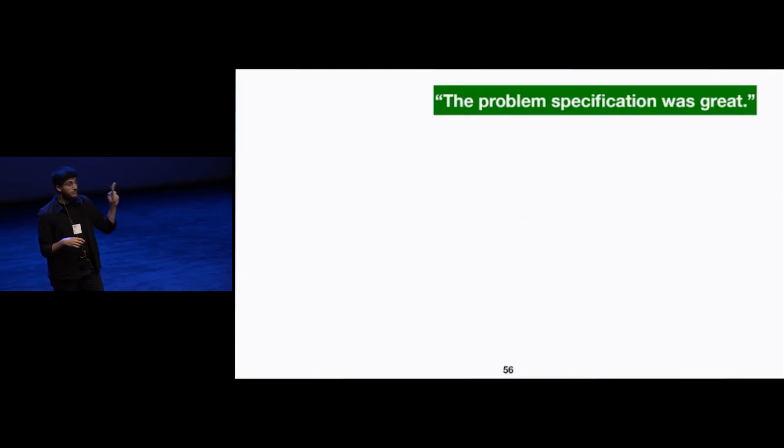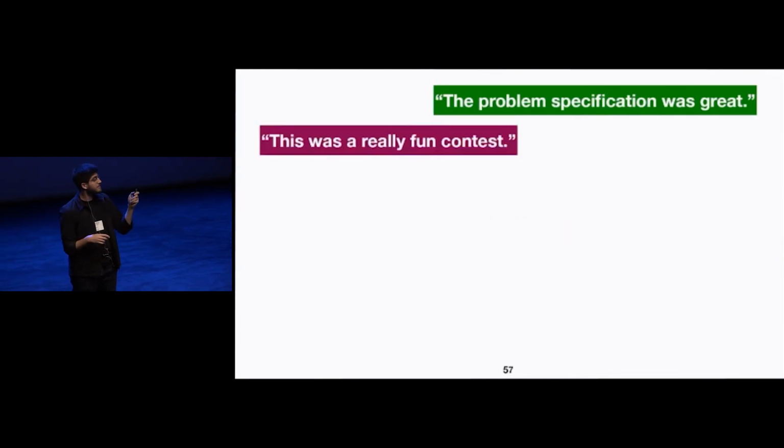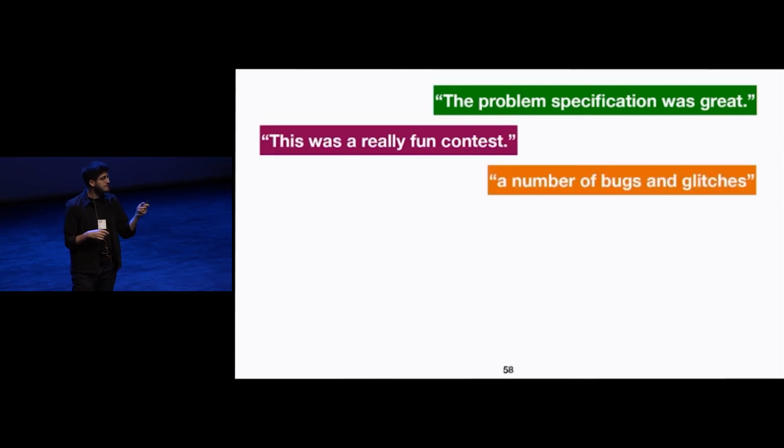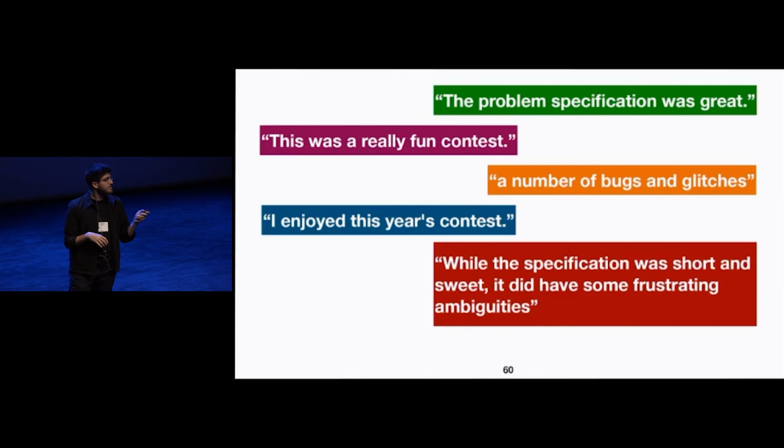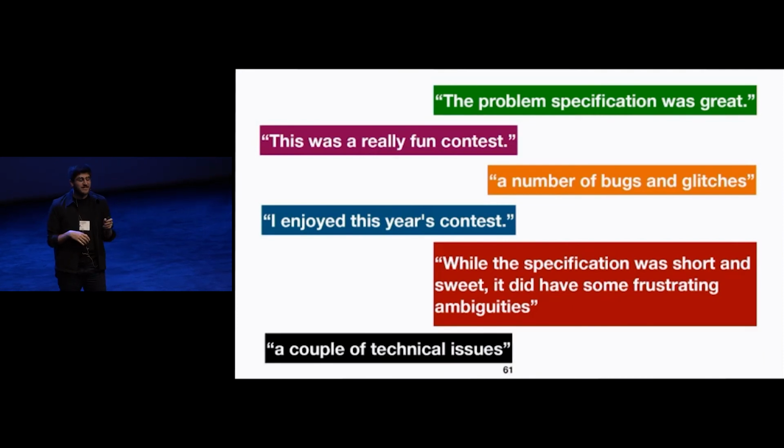And some impressions we got. Yes, the problem specification was great. It was a really fun contest. It had a number of bugs and glitches. We had 3 bugs and had to rejudge everything. It was a bit bad, but people didn't complain much. They enjoyed this year's contest. While the specification was short and sweet, it did have some frustrating ambiguities, and a couple of technical issues.